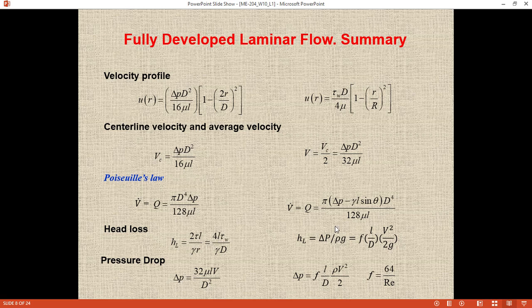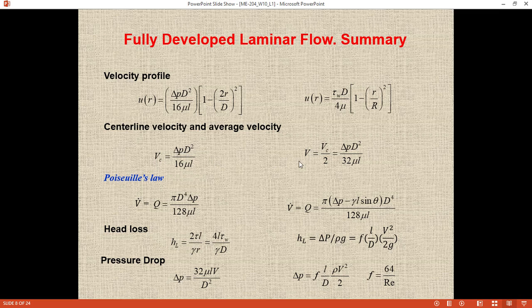Okay, so these equations are applicable only for fully developed laminar flow, and based on that we will also perform some practice problems. Here you can see the velocity profile that we have derived for the straight pipe as well as for the inclined pipe, and this is the average velocity.